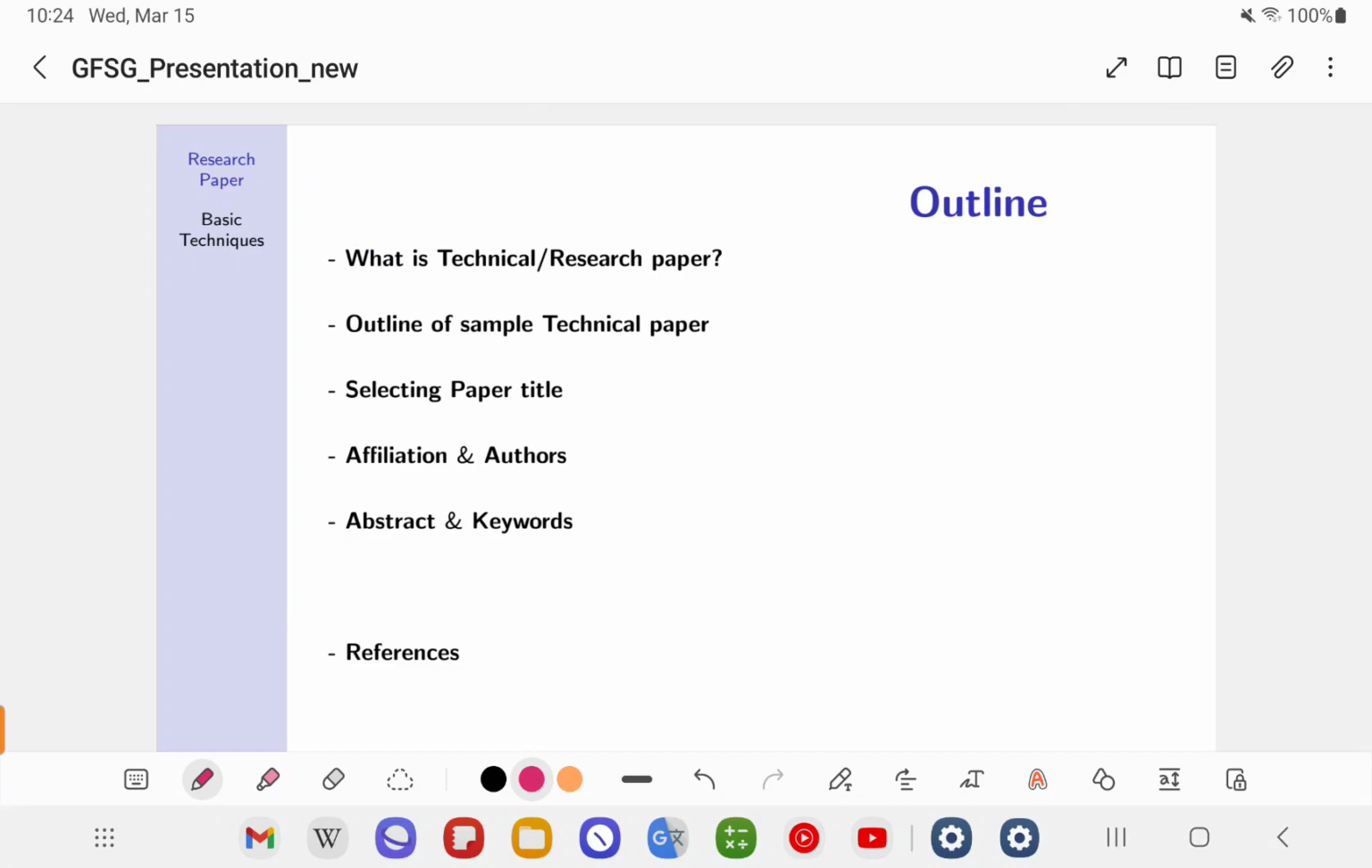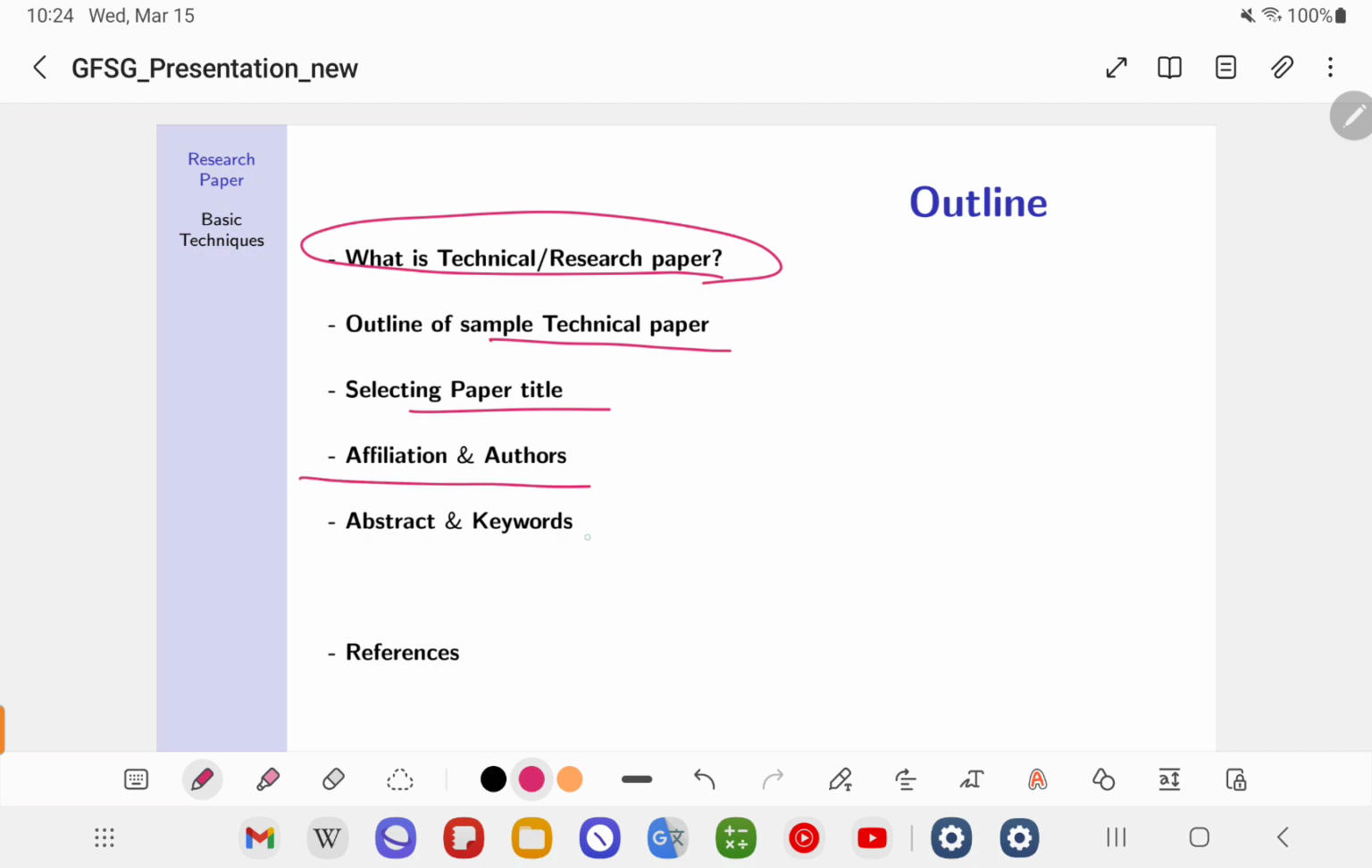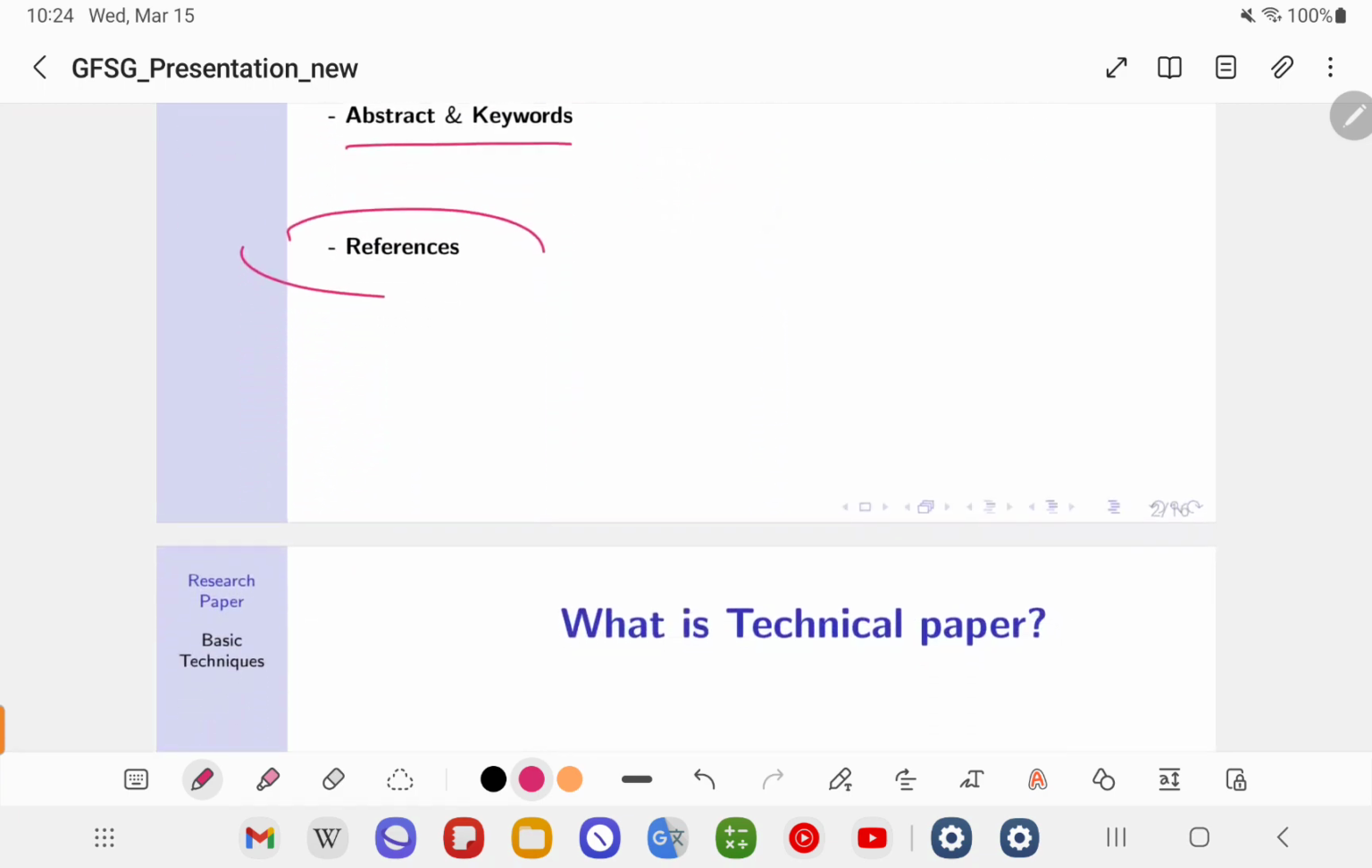This is the brief outline of the research paper. I will first discuss what we mean by a research paper, then a sample outline, and how to select the paper title. Affiliation and authors are also an important part, then the abstract, the main body, and in the end references. We'll see it one by one.